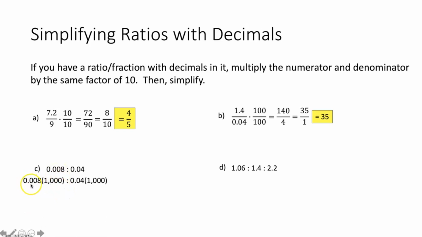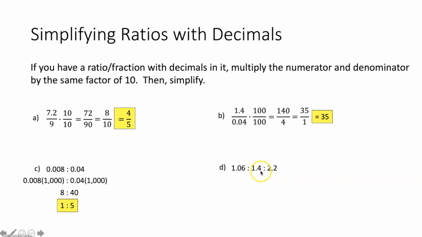Now on this side, the decimal point gets to move over 3 places, which is why we did it. This becomes 8. Over here, we still get rid of our decimal, but we're just moving it over 1 extra place, so it becomes 40. Now I can simplify. Both of these sides of our ratio are divisible by 8, so when I do that, I get 1 to 5. So this ratio up here simplifies to 1 to 5.